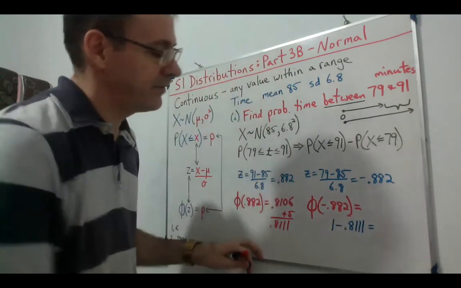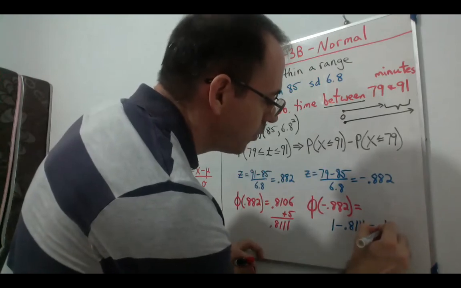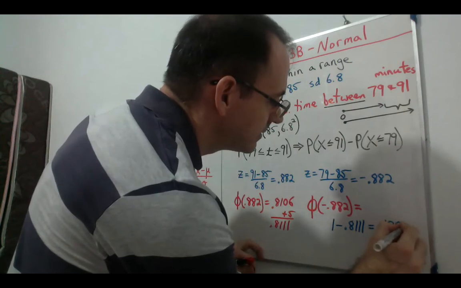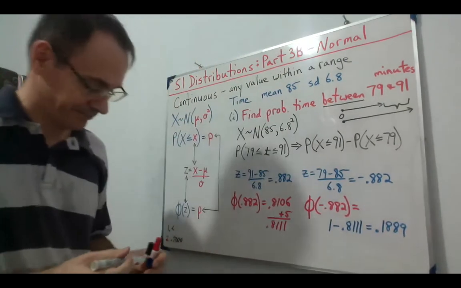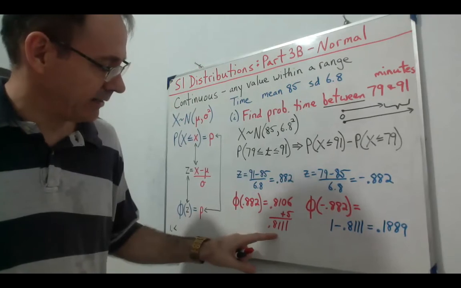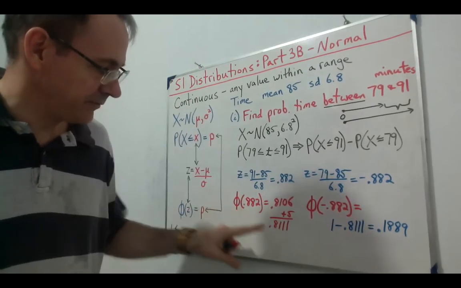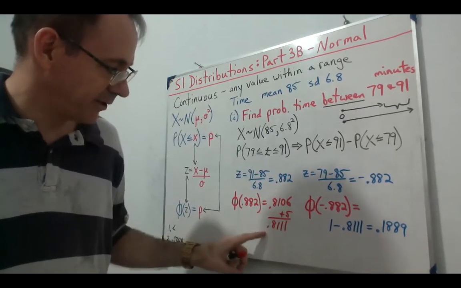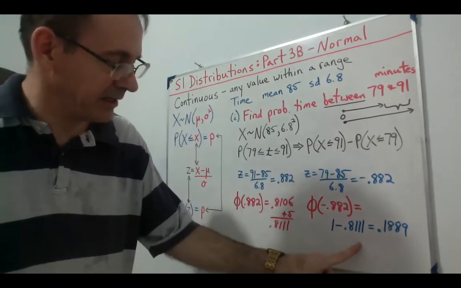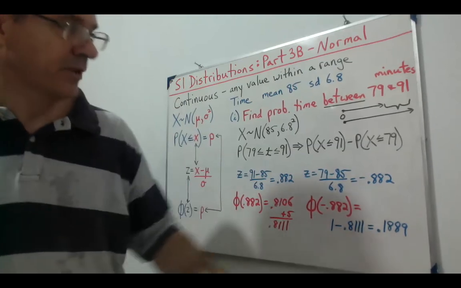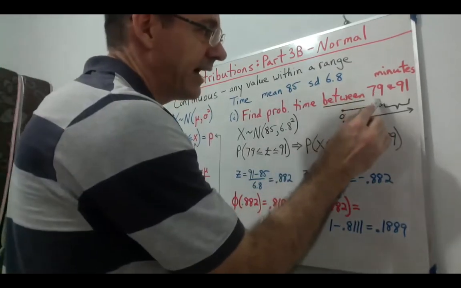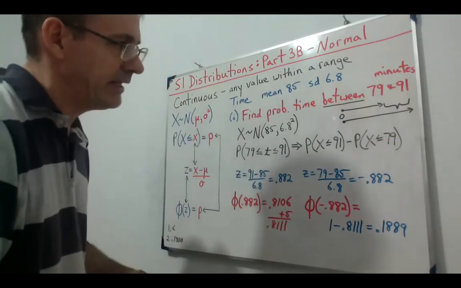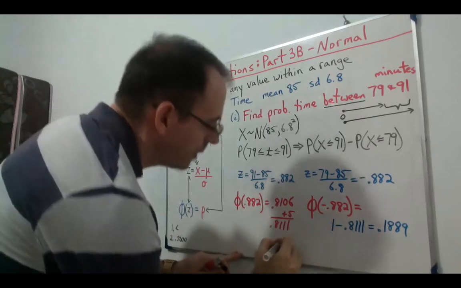And that's going to give us 0.1889. Okay? So 0.8111, straightforward positive z to probability. This one was a negative z, so we had to look up the positive z and then take 1 minus that, and we get this. So we found the 79, we found the 91. Now to find between it, we need to subtract the smaller from the larger.